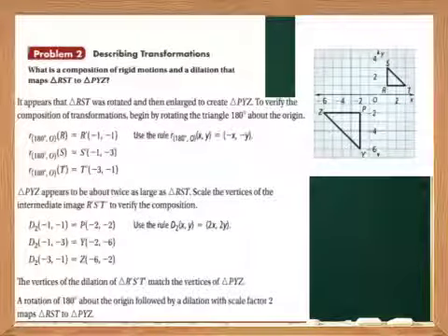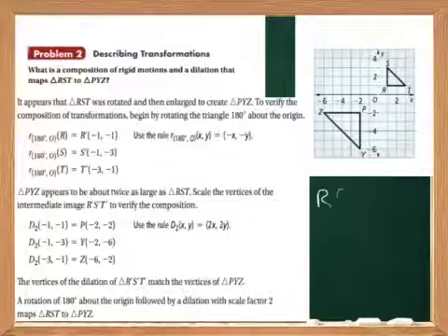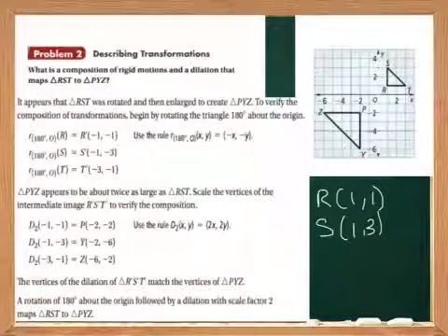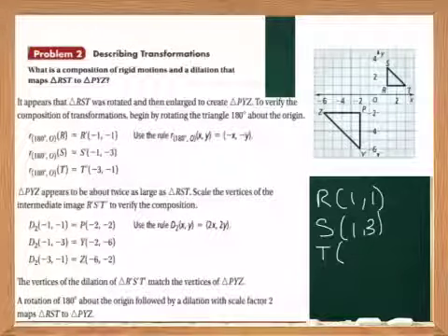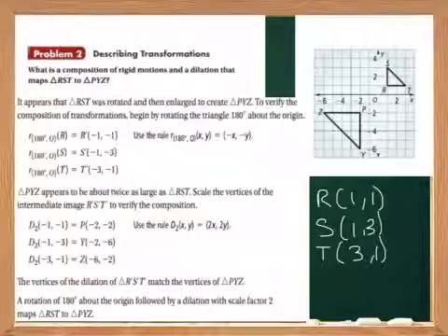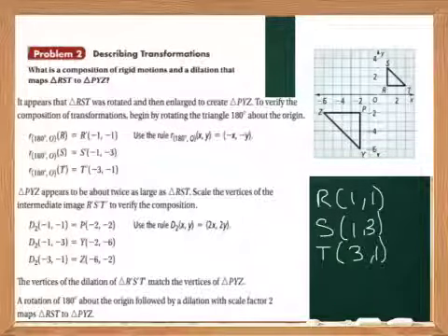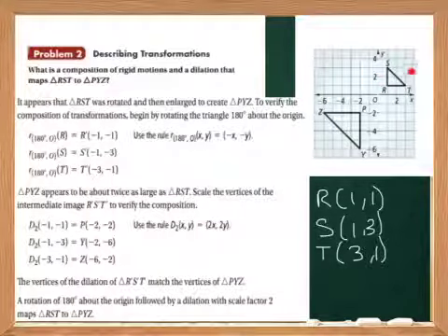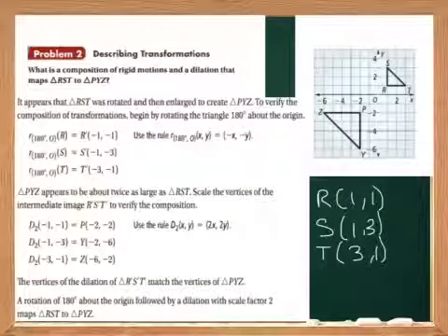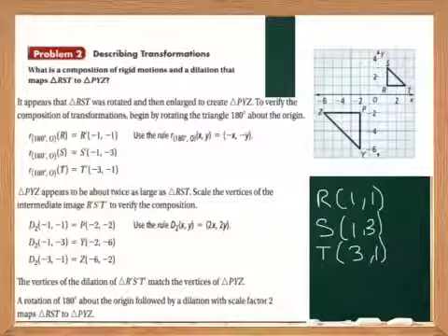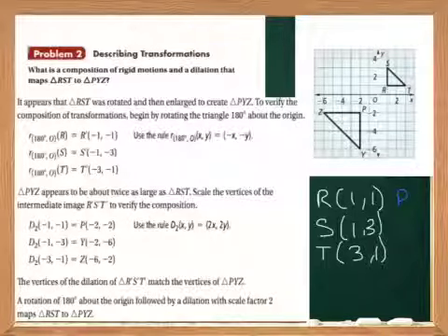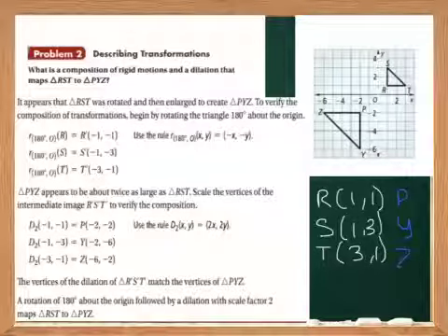So let's write this off to the side. R is 1, 1, S is 1, 3, and T is 3, 1. We want to get that to turn into PYZ. So what composition? Well, we can see that from this triangle to this triangle, there was an enlargement. So let's write the coordinates of the triangle in the same order. So R is the right angle, so P is the right angle. And then we'll have Y for S and Z for T.